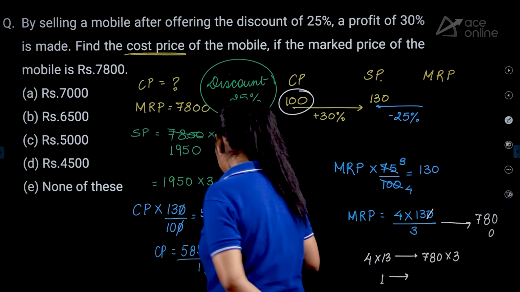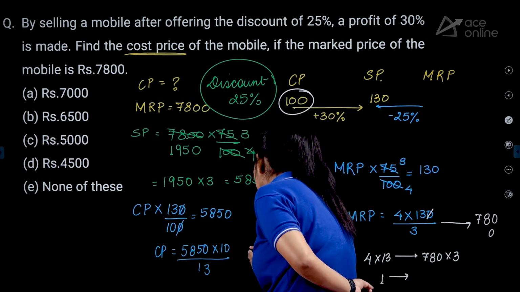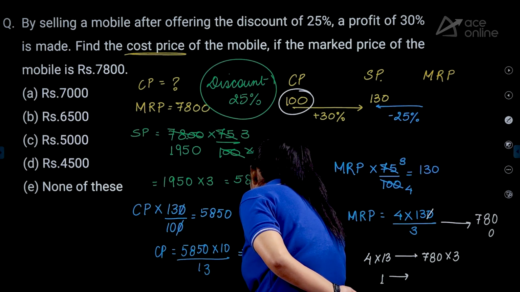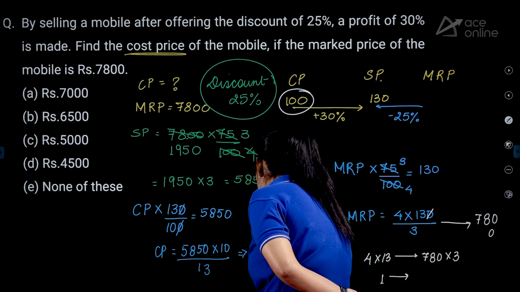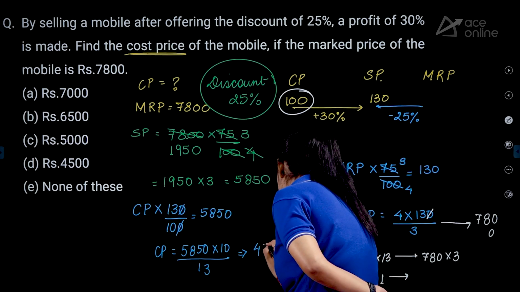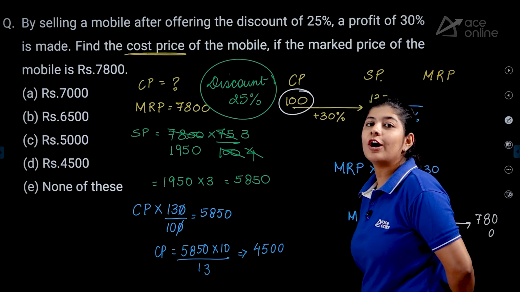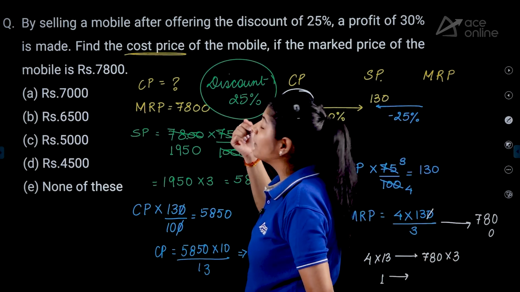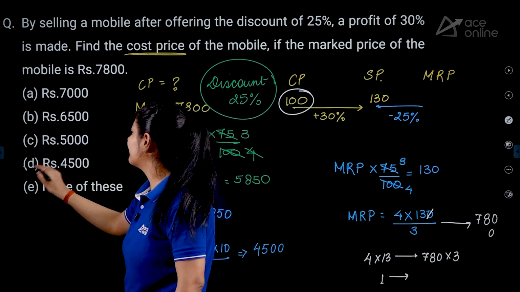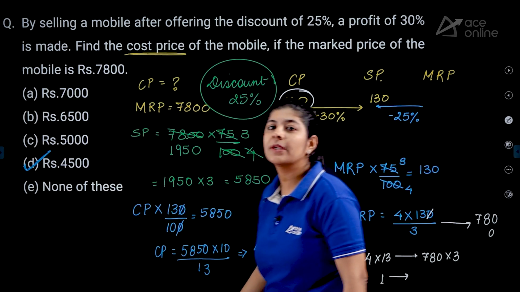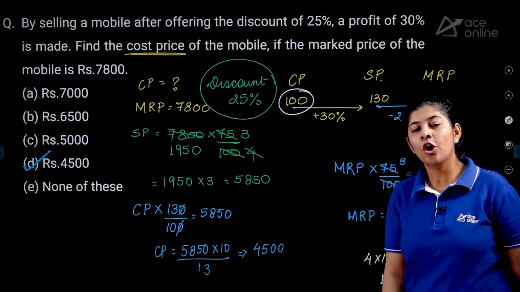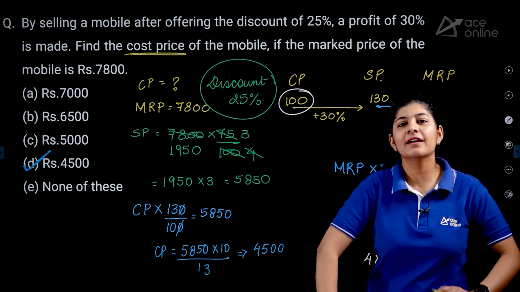So we can eliminate it with the help of 13, and ultimately 45 and here 2 zeros. So basically the cost price of this particular mobile phone is nothing but 4,500. That means your option number D is the correct one. Option number D is the correct one.